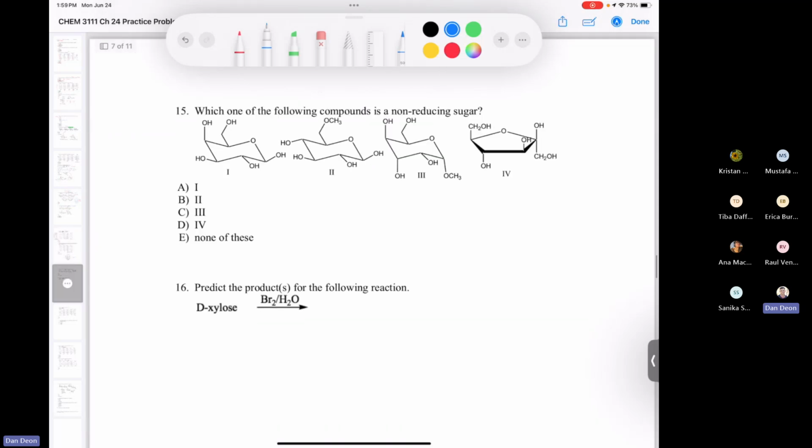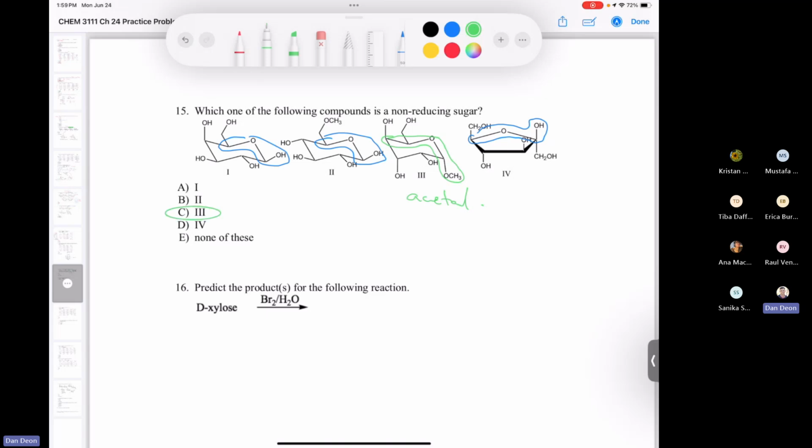Okay, next one. Which of the following compounds is a non-reducing sugar? So let's take a look here. This one is going to be reducing because we have a hemiacetal here. This one will be reducing because we have a hemiacetal here. This one, there is a hemiacetal. It goes carbon, oxygen, hydrogen. So we have a hemiacetal here. Whereas in this one, we go carbon, oxygen, carbon, oxygen, carbon. And so this one has an acetal, and therefore it cannot function as a reducing sugar. And therefore the answer is going to be number 3.